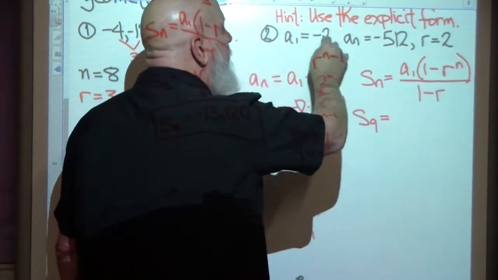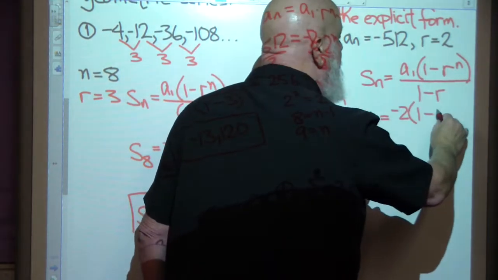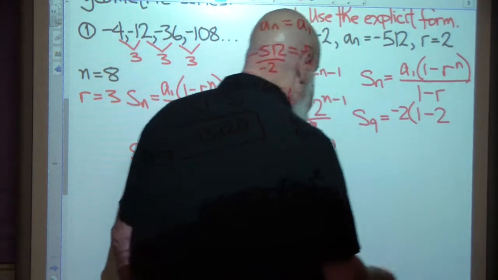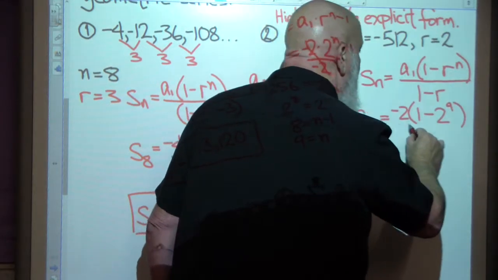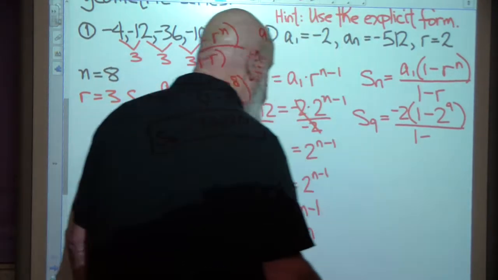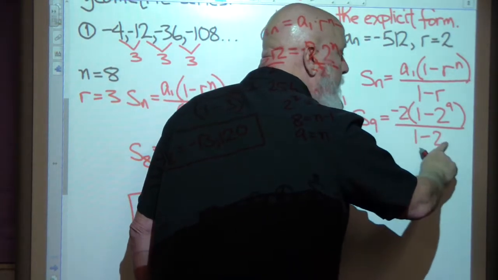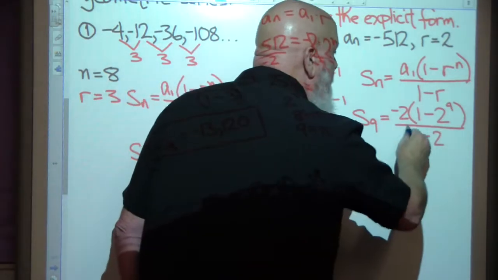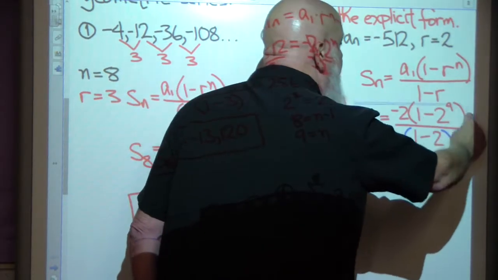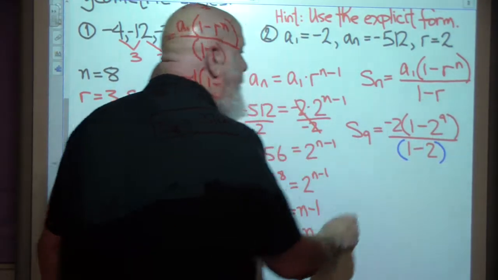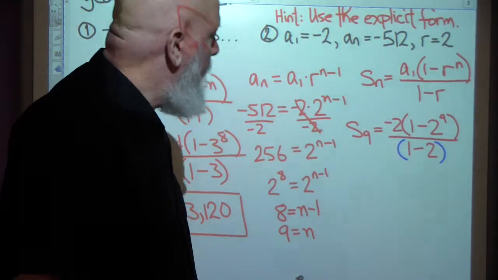The first term was given to us as -2. 1 minus r was given to us as 1 minus 2. N we had to look for, and we found it to be 9. And this is going to be divided by 1 minus r. And r was given to us as 2. Again, if you're going to plug this in just the way it looks, make sure you put the bottom in parentheses 2. Okay. We'll scooch this down just a little bit to make it a little easier on the eyes. There we go. Now we plug that into the calculator and hope we haven't made any mistakes.